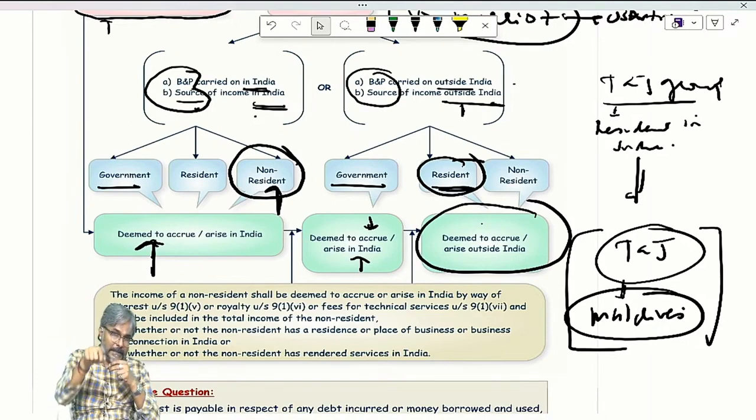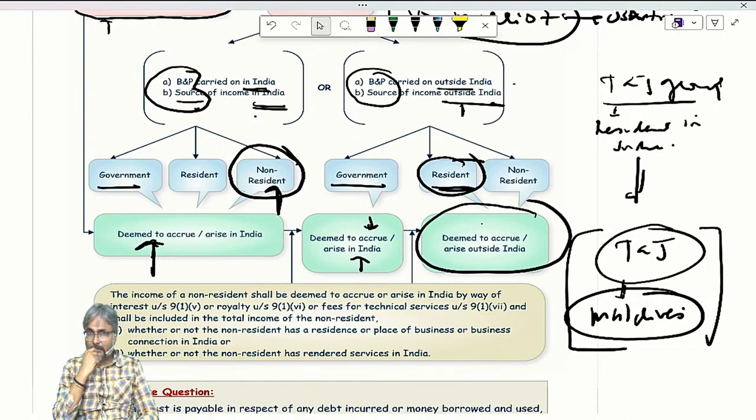The Supreme Court in this case has held that because the services are rendered outside India, and the amount is received outside India, therefore there is no income which is deemed to accrue in India. This is what the Supreme Court held. This is what the scenario was.